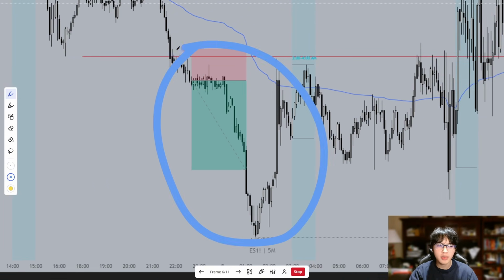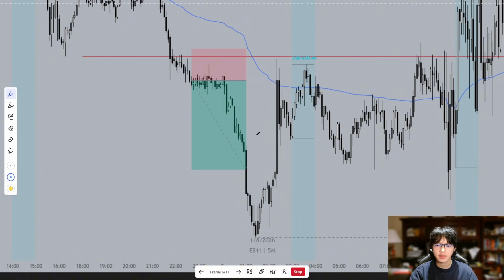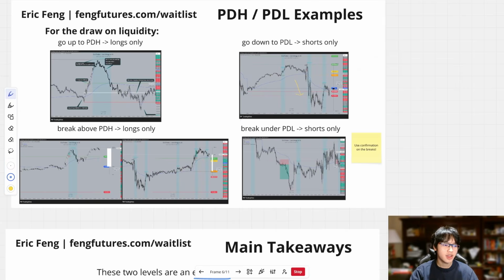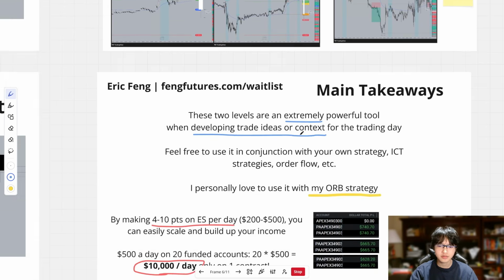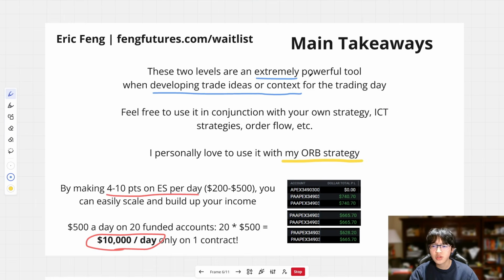And look at this massive move that you can catch. Thousands of dollars within 10, 15 minutes, and you're done for the day. It's that simple, guys. And that's why the previous daily high and previous daily low is so powerful. Now, these two levels are an extremely powerful tool when you're developing trade ideas or context for the trading day.